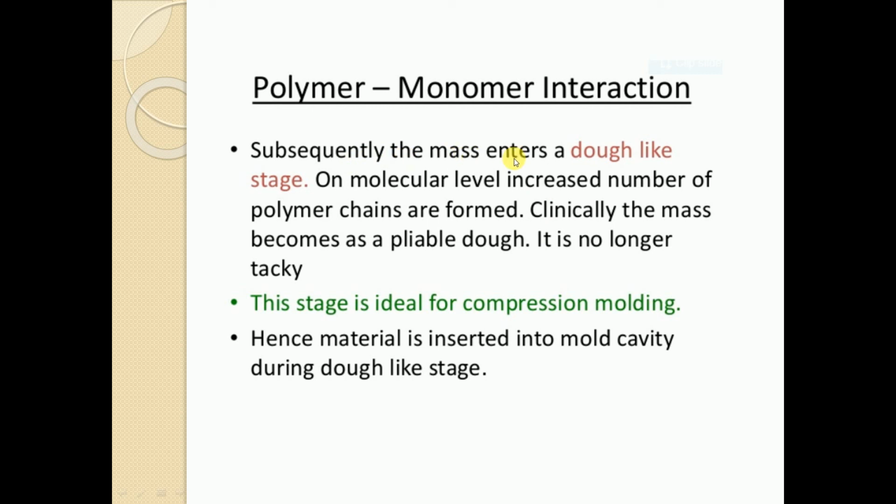Subsequently, the mass enters a dough-like stage. On the molecular level, an increased number of polymer chains are formed. Clinically, the mass becomes a pliable dough. It is no longer tacky. This stage is ideal for compression molding. Hence, the material is inserted into the mold cavity during the dough-like stage.